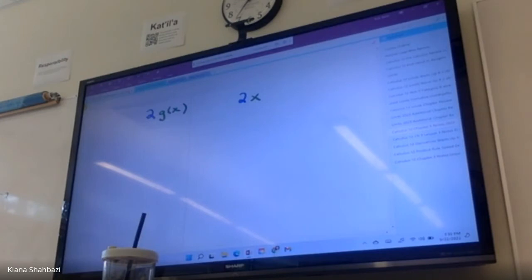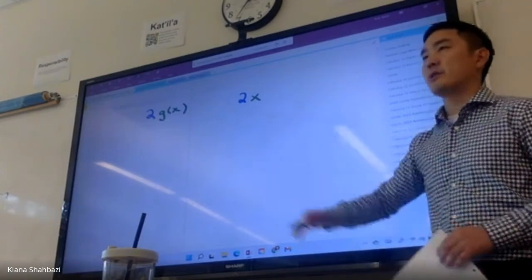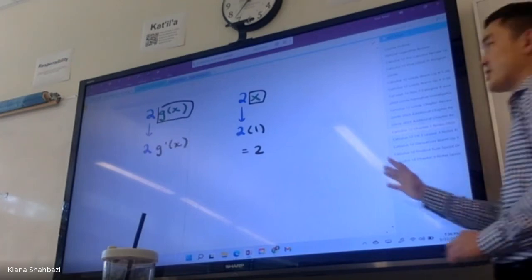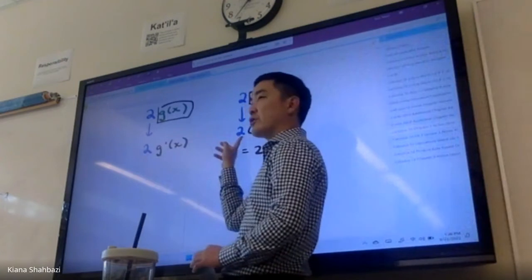Okay, so what's the derivative of 2x? Basically, the constant remains, right? Yes. The idea is the constant remains, and what's the derivative of x? 1, right? It's the same idea over here. The constant just remains, and what's the derivative of g of x? So when you see a constant, just leave the constant out in the front, and then take the derivative of the function.